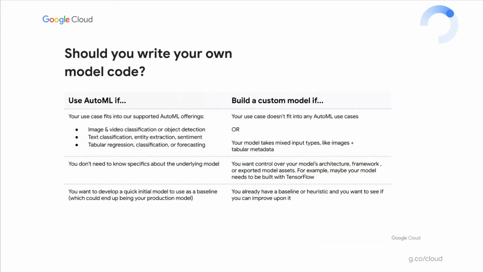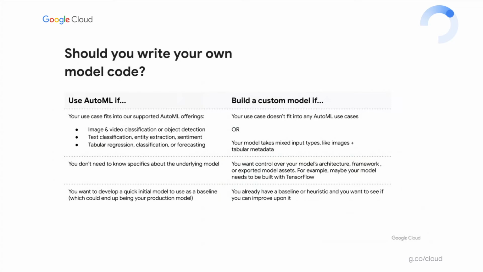So first, if your use case fits into one of the supported AutoML offerings that I introduced when I talked about managed datasets, then AutoML can be a great choice. If your use case doesn't fit into any of those prediction tasks, then you'll want to write your own custom model code. So an example of this might be if you have a model that takes both images and tabular metadata on those images to produce a classification output. In that case, where you're dealing with mixed input types, you'll want to write your own custom model code.